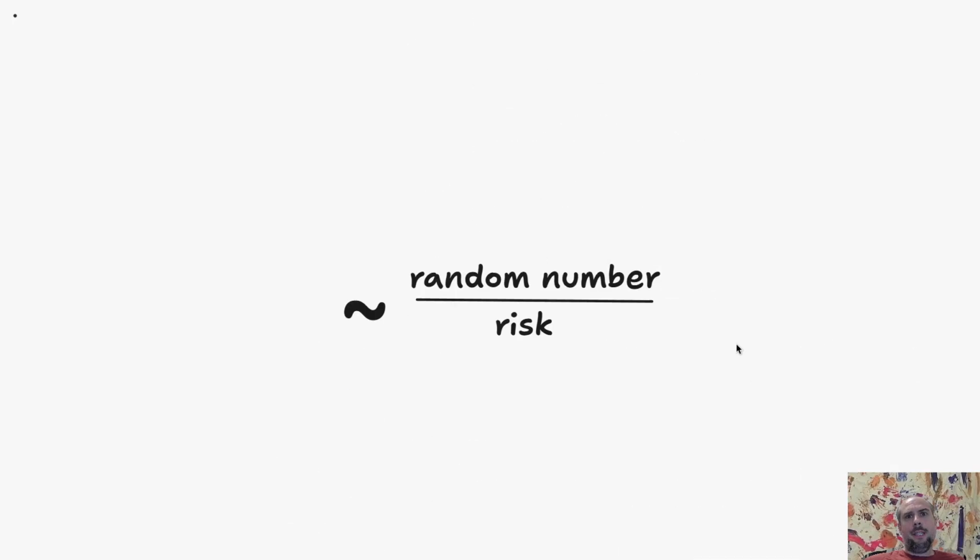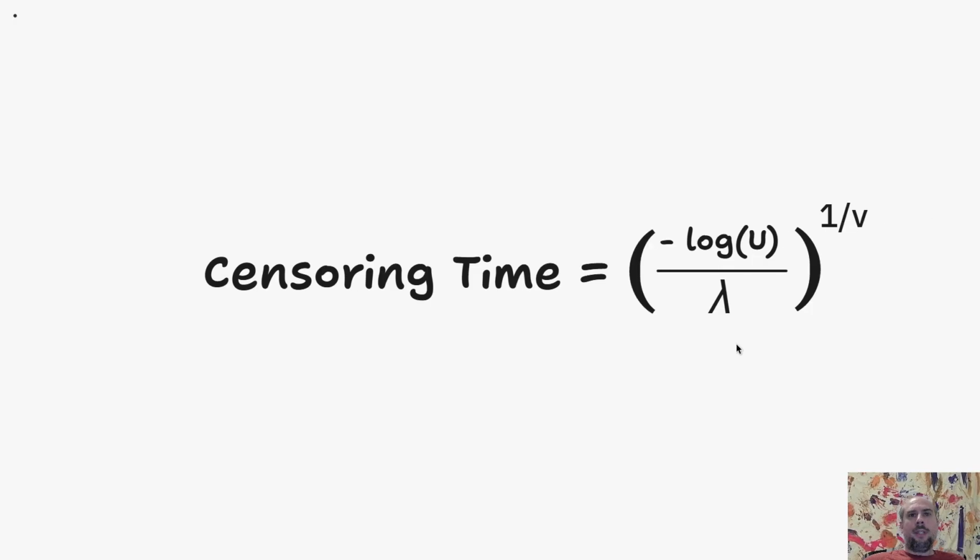So that was the event time. What about the censoring time? For this, I used a more complicated distribution. I used a Weibull distribution. So that has the same lambda as a scaling parameter, but now we have a shape parameter. I did this to give users more control over the censoring time.